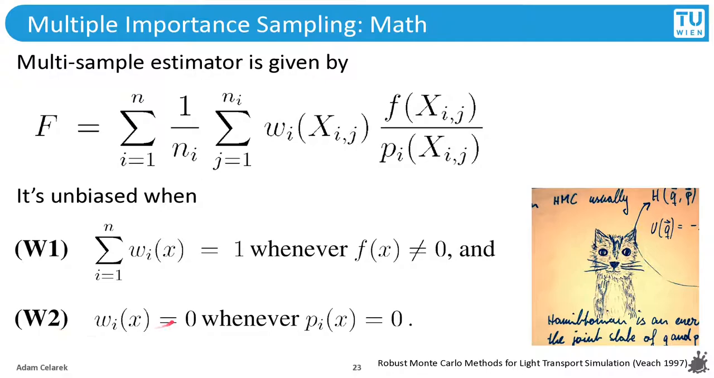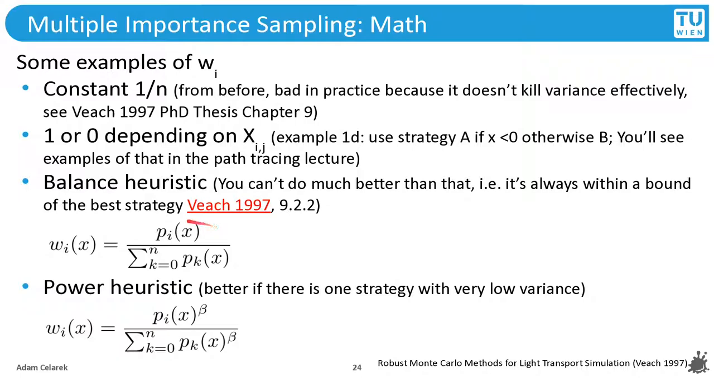What about the other thing? Weights zero whenever the probability is zero. This is also clearly the case because this will become zero divided by something. It's always zero. Okay, and we will use this balance heuristic shortly in order to show you a practical example.